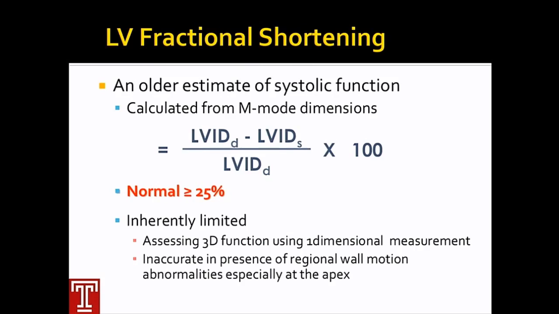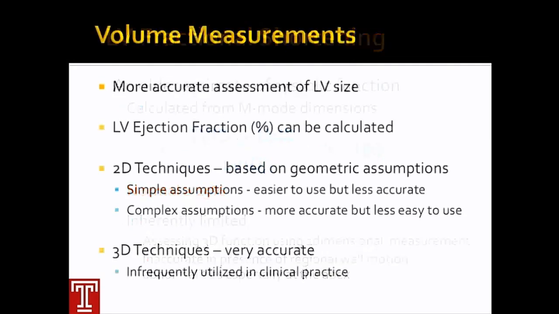It is inherently limited because, of course, we're using a singular dimension to try and assess a three-dimensional structure, and it's very much inaccurate in the presence of regional wall motion abnormalities, especially those in the more mid to apical areas of the ventricle, because they'll be missed. The fractional shortening at the base may very well be normal, but the apex may be very severely depressed. So I do mention it because I do see it come up from time to time. I doubt that it would be the primary portion of a question.